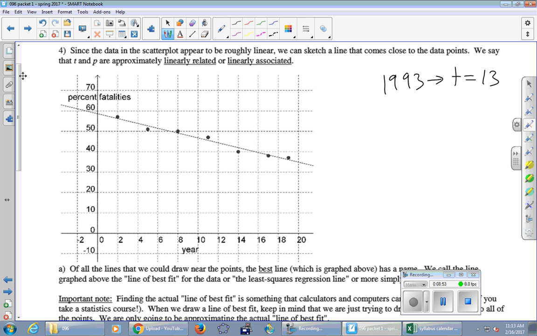And so we go to t equals 13, which is right there. And then we go up to the line, which is right there. And we will just observe that we don't have a data point here, right? 1993 is not in the table, so we are getting information that we did not have before. And then we make our best guess for the percentage at that one point on our line.